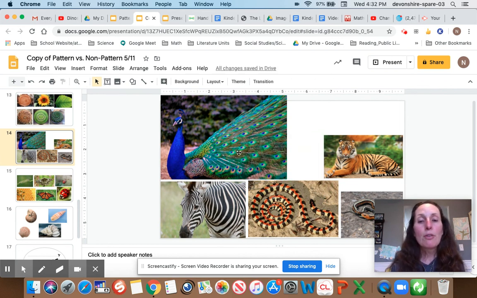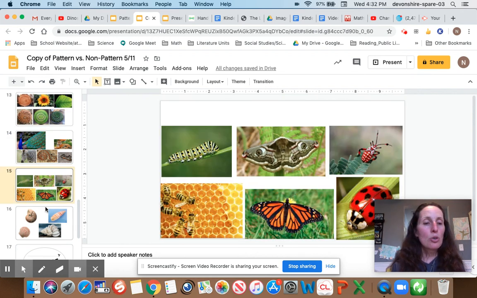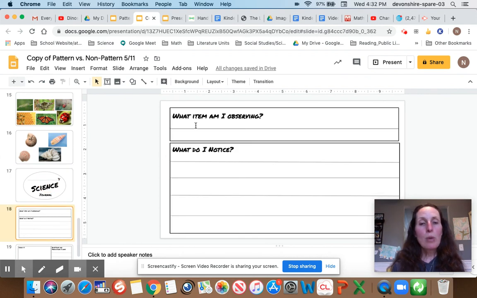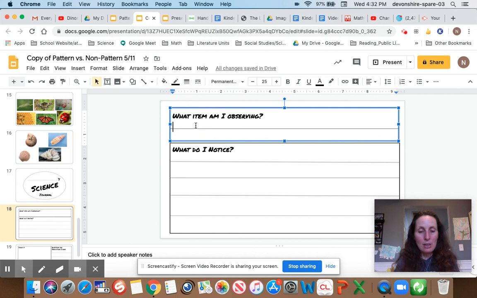Now, you're going to look very closely at the peacock and see, do you see a pattern? Most likely you will. I think all of these on these slides have a pattern. Then you're going to decide what the pattern is and you're going to explain it. So let's go down. I put a science journal here at the end. So you can put your name on there if you want to. So I'm going to write that I am observing the peacock.